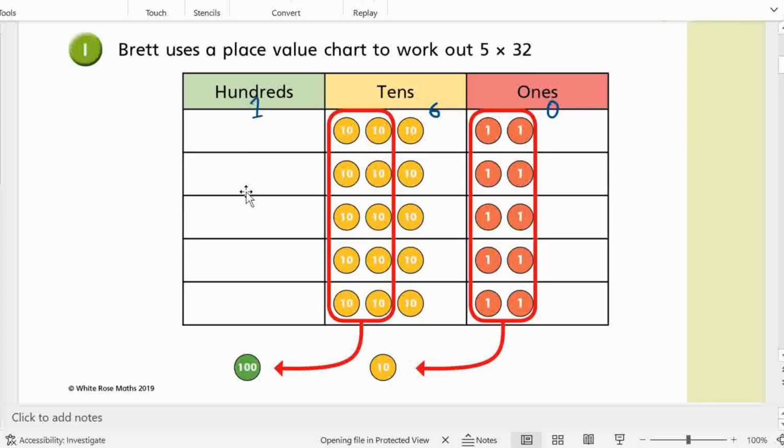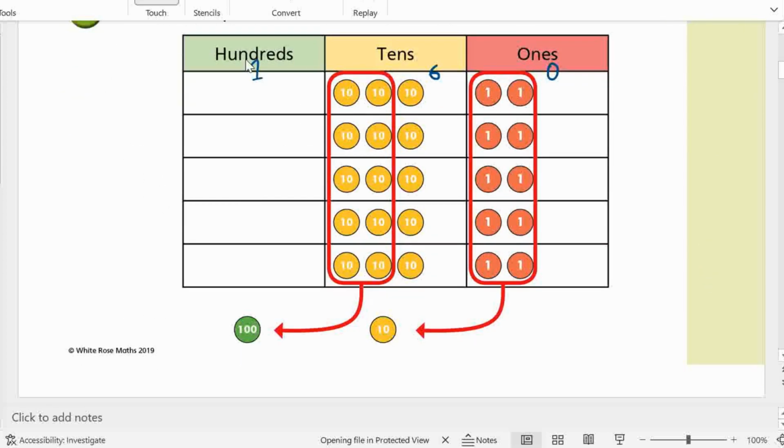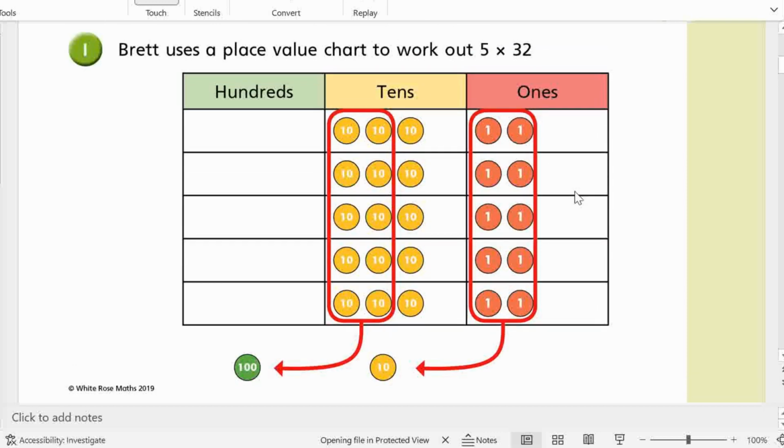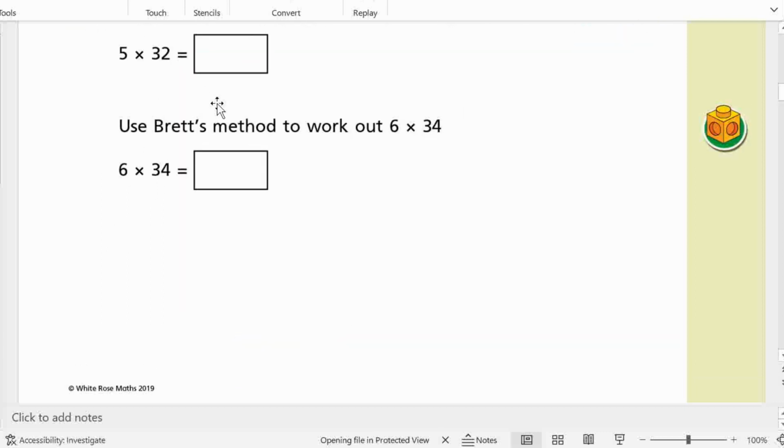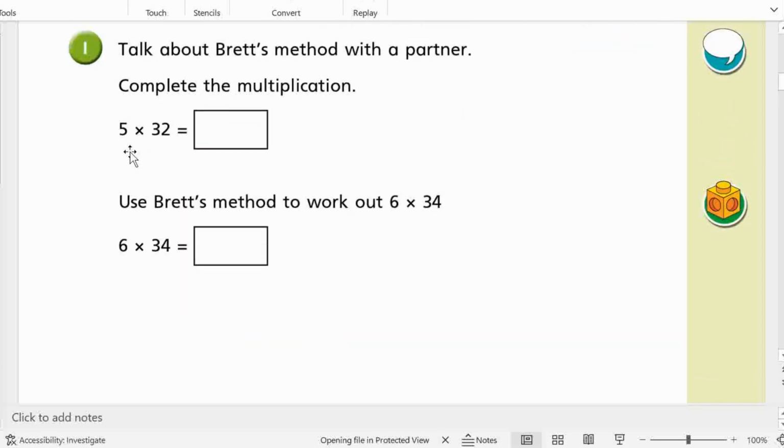So this is the problem I had before. Okay, so let's say I want to use the same chart. This time it's 6 times 34. Sorry, we just did the answer here. We did the answer was 160, didn't we? Yeah, so we worked that was 160. And then the next question is 6 times 34. Okay, so I have to use Brett's method.